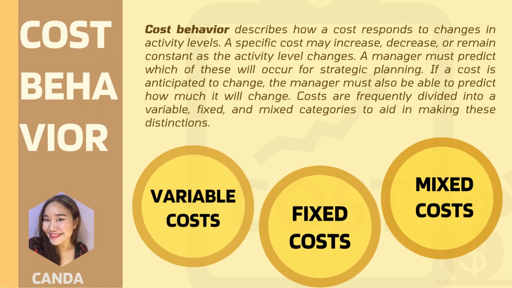Cost behavior. It refers to how a cost reacts to changes in the level of activity. As the activity level rises and falls, a particular cost may rise or fall as well, or it may remain constant. For planning purposes, a manager must be able to anticipate which of these will happen, or if a cost can be expected to change, the manager must be able to estimate how much it will change. To help make such distinctions, costs are often categorized as variable, fixed, or mixed.